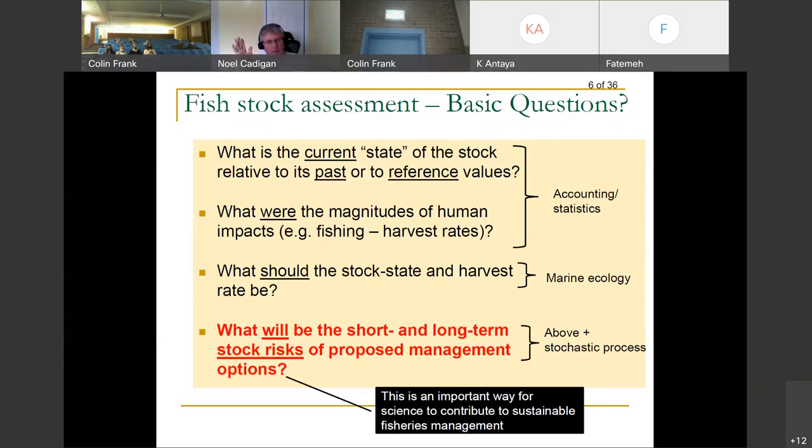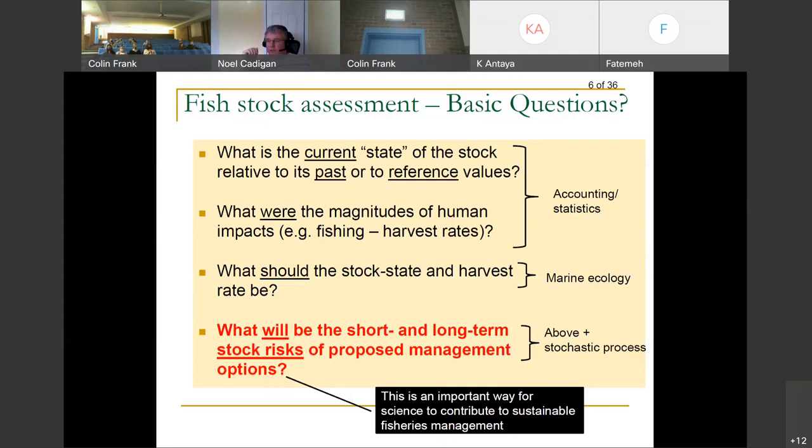And the skill set you need to address that is basically statistics, marine ecology, good computing skills, and increasingly, I think, some training in stochastic process theory. And it's that fourth bullet, I think, that is an important way for science to contribute to sustainable fisheries management.